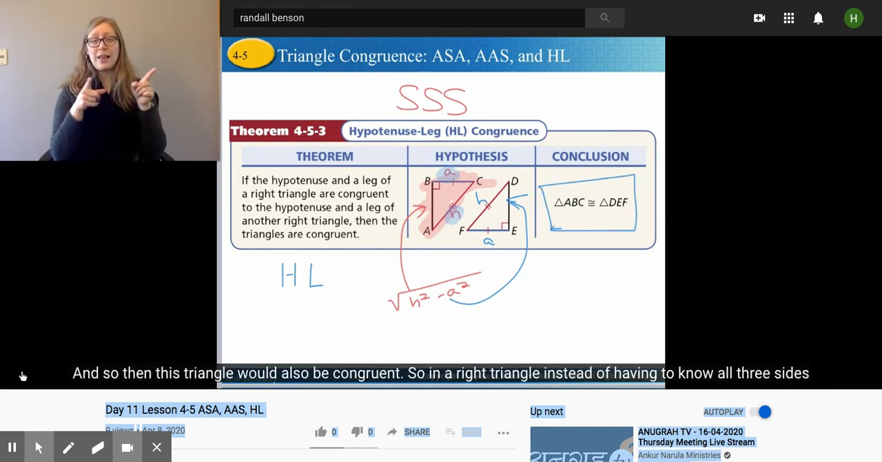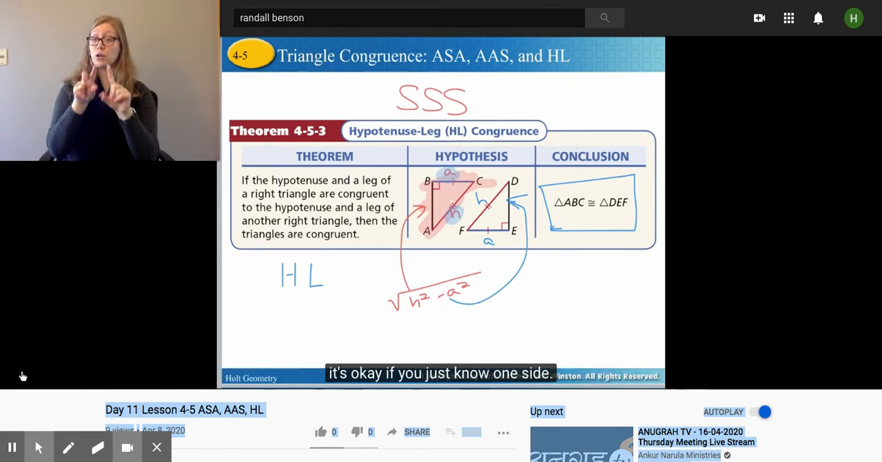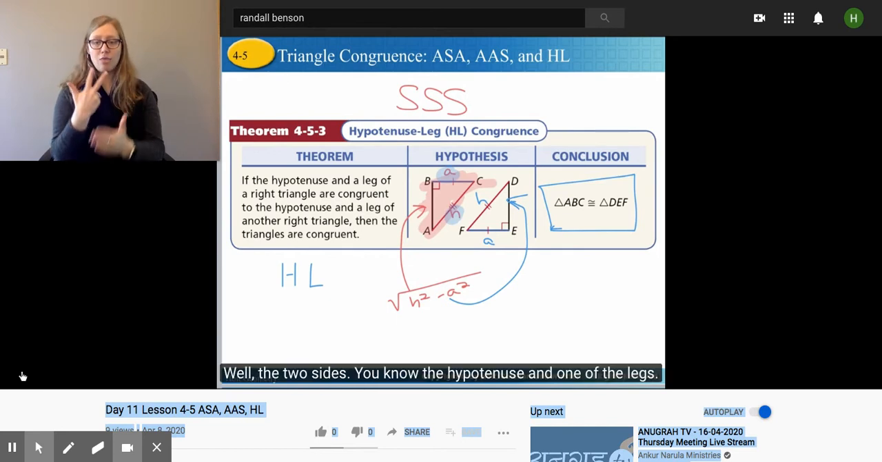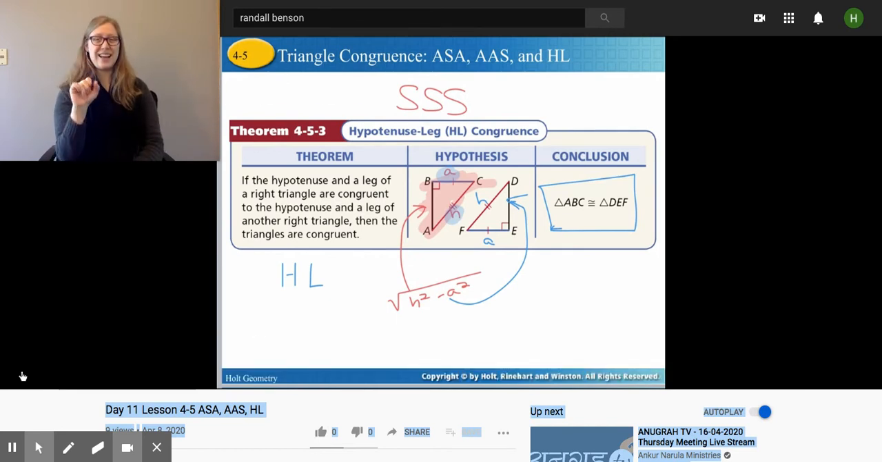So in a right triangle, instead of having to know all three sides, it's okay if you just know two sides. You know the hypotenuse and one of the legs.